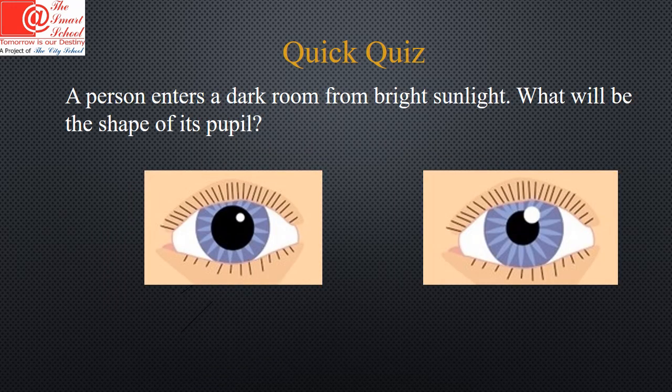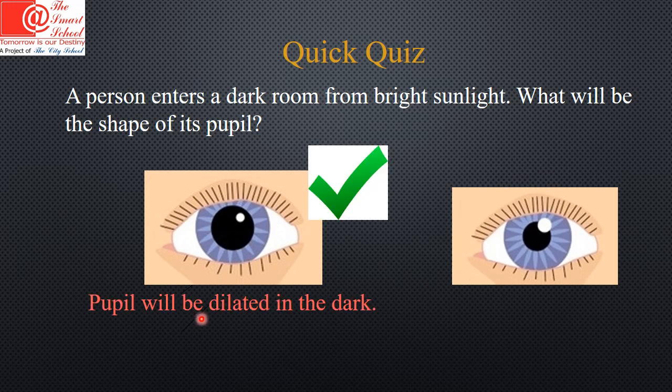A person enters a dark room from bright sunlight. What will be the shape of its pupil? Will it be like this, or will it be like this? The correct answer is the pupil will be dilated in the dark. That means its size will increase when the person enters a dark room from bright sunlight.